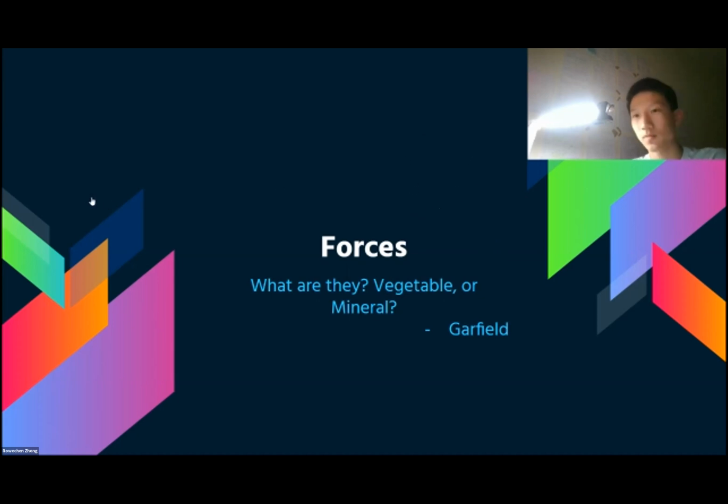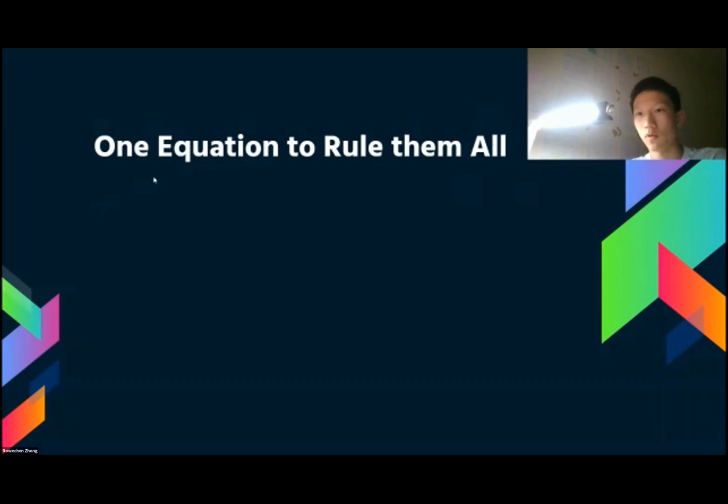So, what is the force equation? What is the force equation? Well, the force equation, also known as Newton's second law, says F equals ma. This equation is so important. If you understand this equation, you can basically understand all of physics.